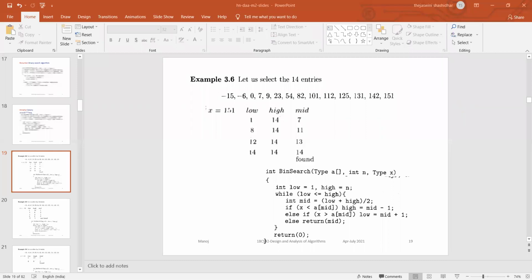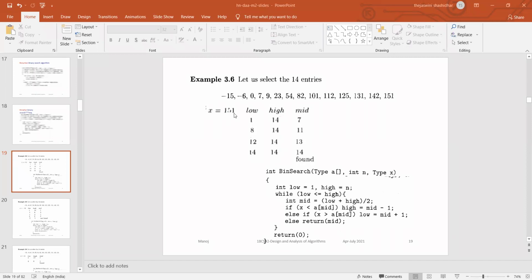If the key element is greater than the mid element, what will you do? If key is greater than mid, you have to change low is equal to mid plus 1. Keep this in your mind. That's why I'm telling you. This is the iteration you have to do and show me.